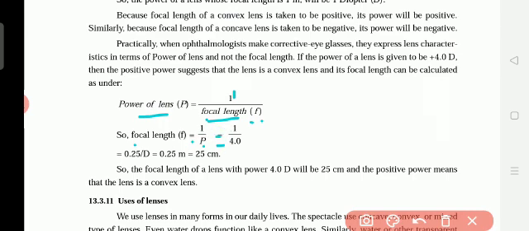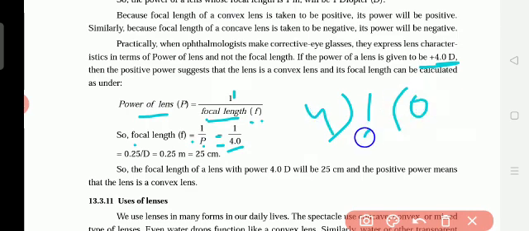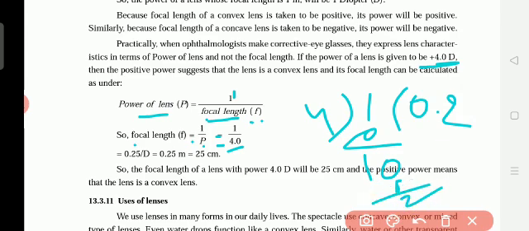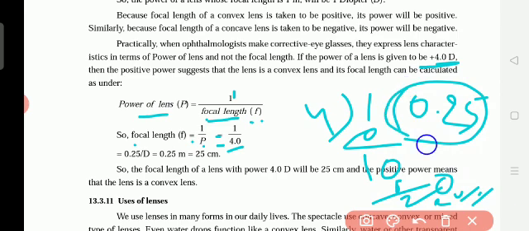So focal length is equal to 1 by power, and the power is how much? 4.0. So we divide 1 by 4. Then how much does it become? 2 fours are 8, then 2, then again 0, then 5, 20. So 0.25. The focal length is 0.25. So focal length is how much now?